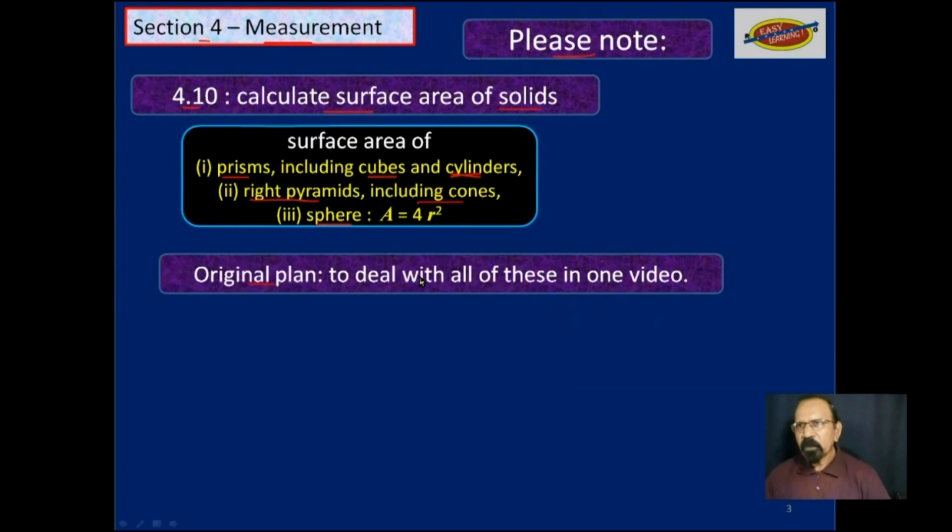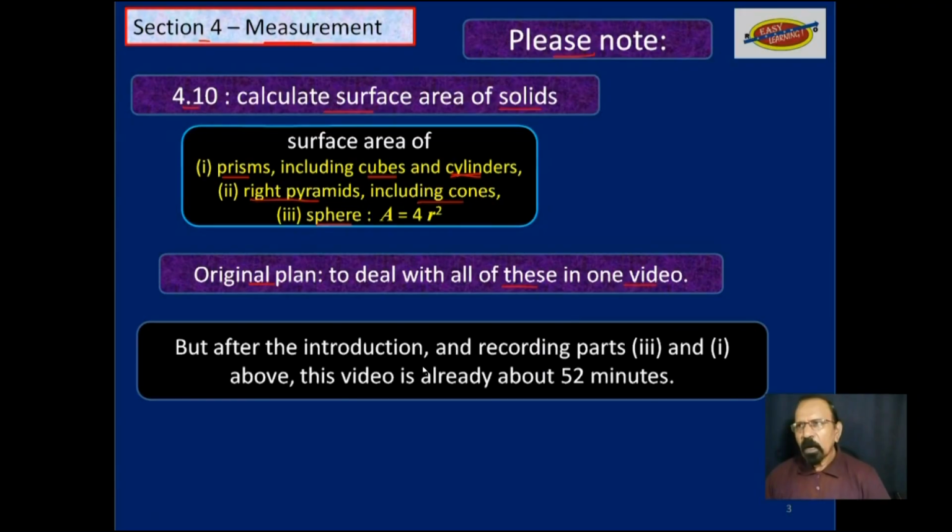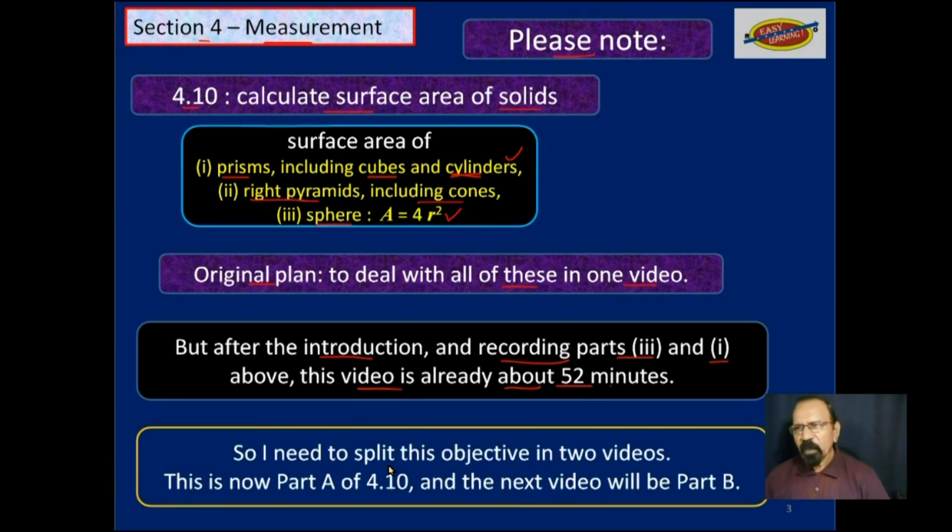My original plan was to deal with all of these in one video. However, after the introduction and recording part 3, that's this part here, and 1, that's that part there, the video is already about 52 minutes long. So obviously, I need to split this objective into 2 videos so that this now becomes part A of objective 4.10, and of course the next video would be part B.